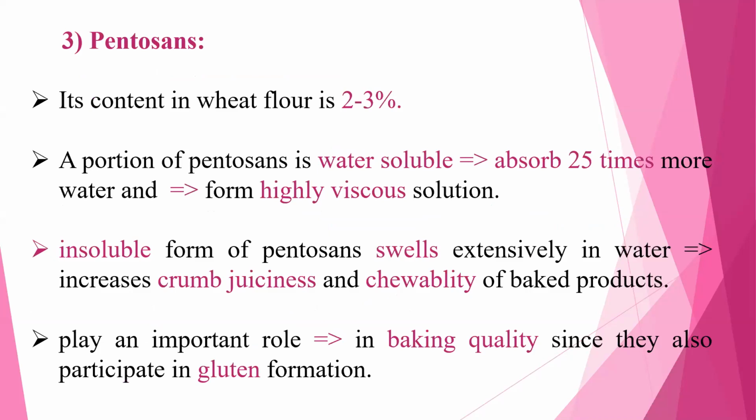Next carbohydrate portion is in the form of pentosans. Its content in wheat flour is 2 to 3%. A portion of pentosans is water soluble and absorbs 25 times more water and forms a highly viscous solution. Insoluble form of pentosans swells extensively in water and increases crumb juiciness and chewability of the baked products. Pentosans play an important role in baking quality since they also participate in the gluten formation.